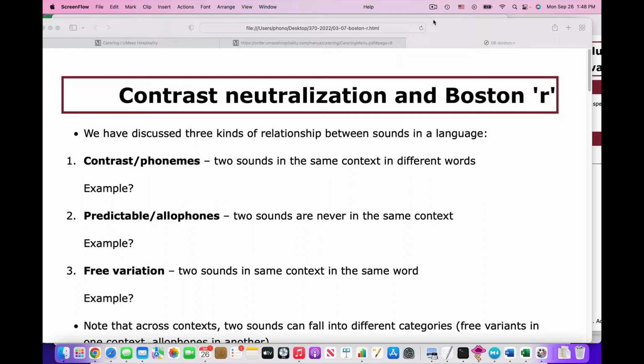Free variation, two sounds that occur in the same context but in the same word, never in different words. And that would be something like, well, say you're a speaker who sometimes says the plane and sometimes says the plane, then you would be a speaker who has variation between the and da in a particular environment.